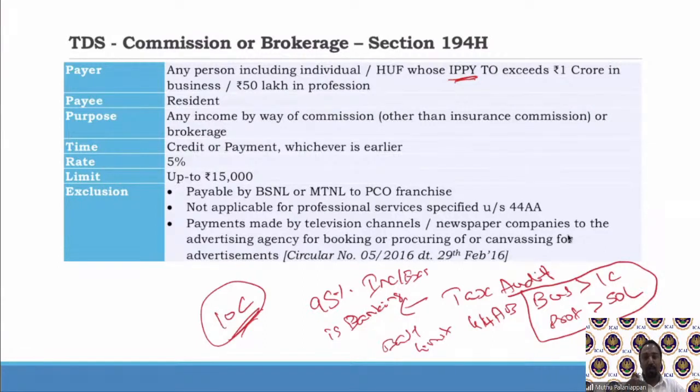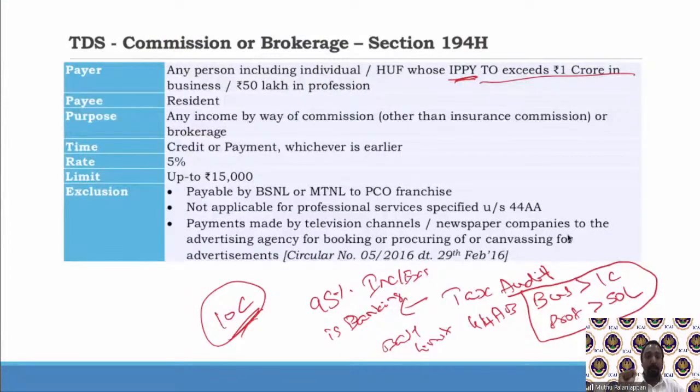So wherever you are reading this provision, where we are saying any person, including individual and HUF, whose immediately preceding previous year turnover is more than 1 crore in case of business or 50 lakhs in case of profession, it is because that is the base tax audit limit. So that's what the payer is. This is some additional information that I wanted to give you wherever we are using this clause of turnover limit, so that I could explain why this limit is specified in the provisions. Okay. Now coming back to 194H, we have understood the payer.